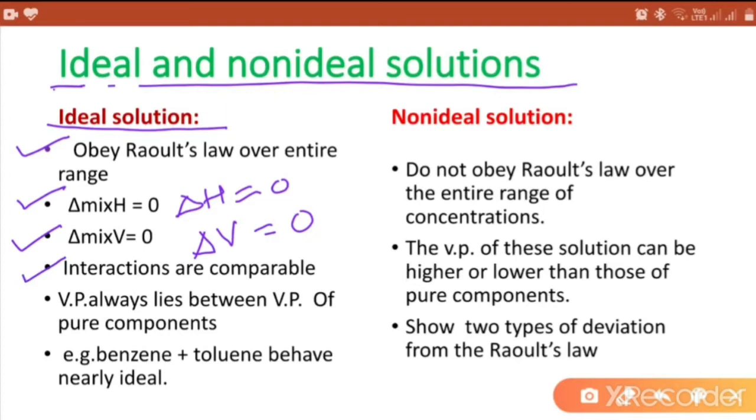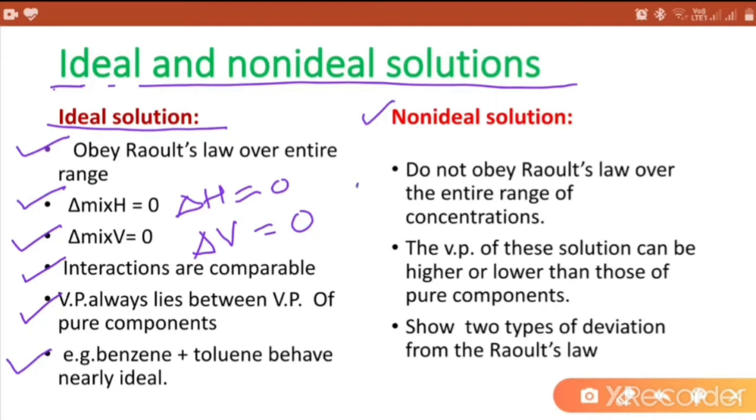Interactions are comparable. The solute-solute interaction, solvent-solute interaction, and solvent-solvent molecular interactions are comparable. The vapor pressure always lies between the vapor pressures of the pure components. Examples are benzene and toluene, which behave nearly as an ideal solution. Let us see non-ideal solutions.